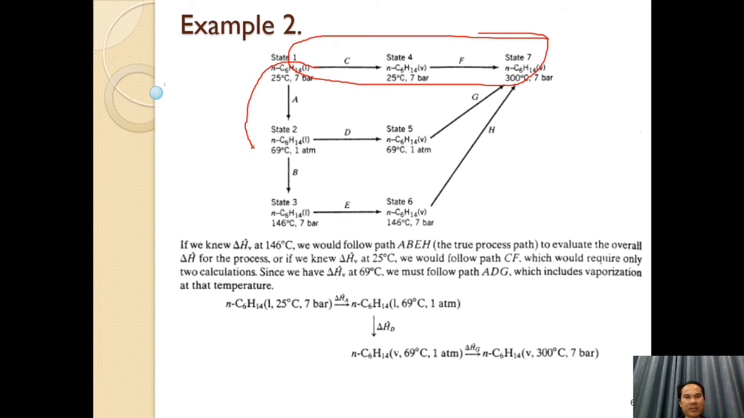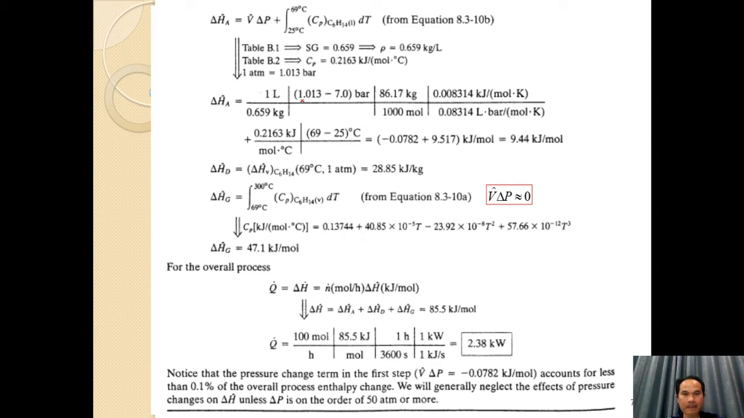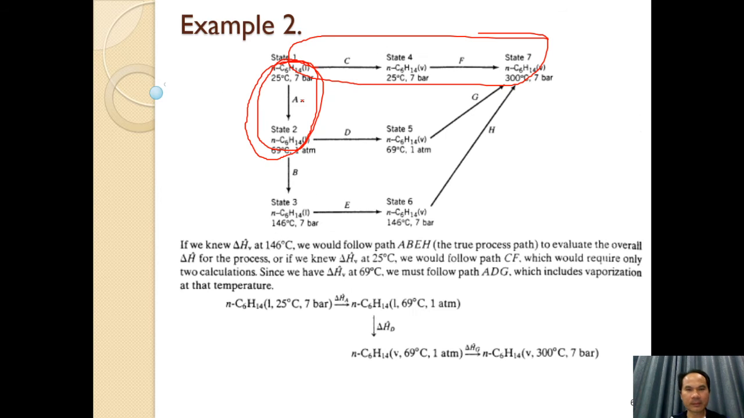For this case, we incorporate the Cp, that's right. The first step is the pressure change. For liquid phase, the pressure change is equal to 0. That's right. The delta U equal to 0. Okay. And then you can change from 69 to 146. It is about the boiling point at 7 bar.